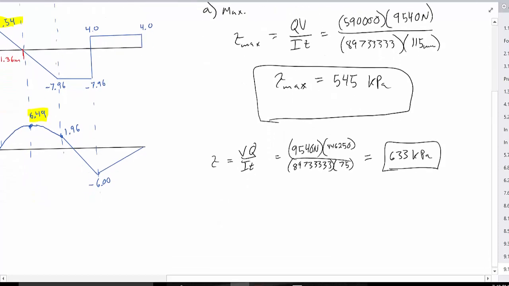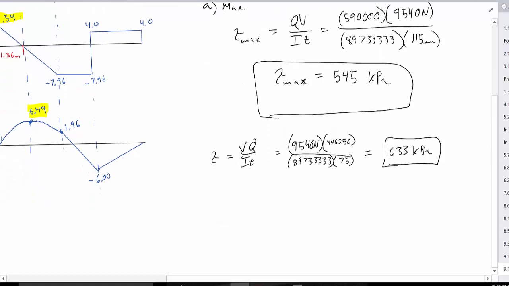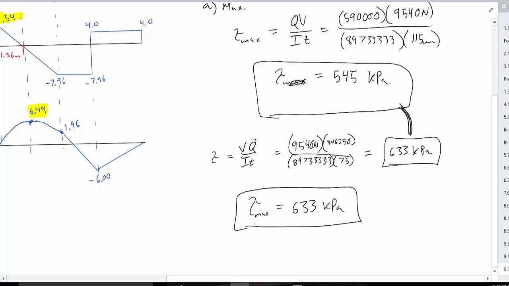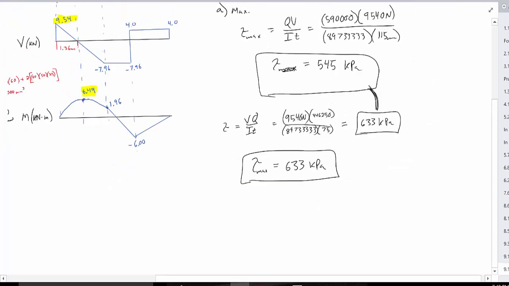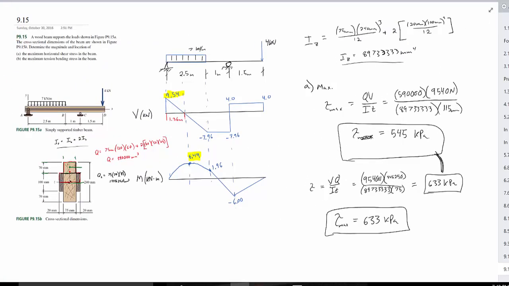So we determine the larger value between these two. The problem statement asked, what's the maximum shear stress in the beam? Well, it's going to be the larger of these two. I shouldn't have called the first one tau max because it was just tau. So tau max for the entire beam is 633 kilopascals. Okay, that's part A. So part B, let's read what part B was: maximum tension bending stress in the beam.